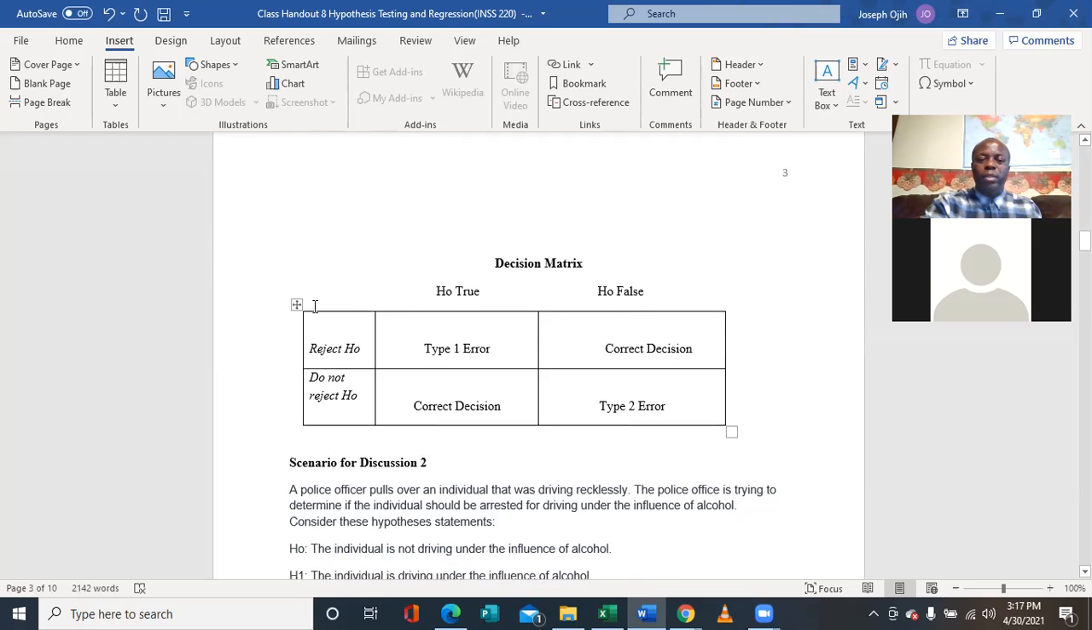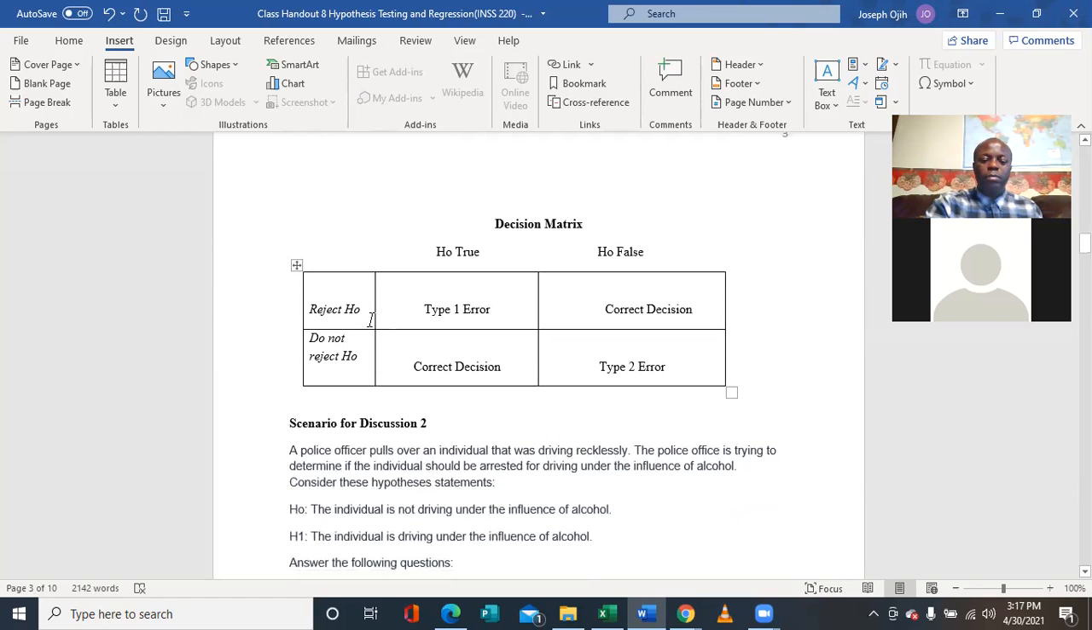Usually we use a decision matrix. See H0 true, H0 false. Reject H0. Do not reject H0. This part is very important because I'm going to put discussion 2 as part of your assignment next week. So I need you to understand this section about type 1 and type 2 error. It will be the second discussion question you will have, and that will be the last discussion question for this class. So you have only 2 discussion questions, 1 and 2.